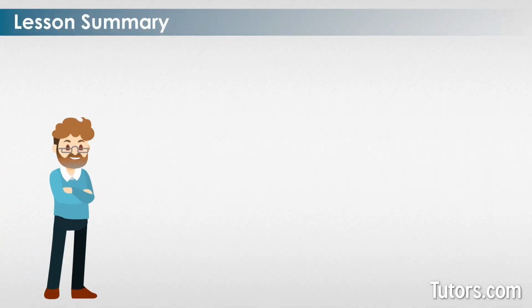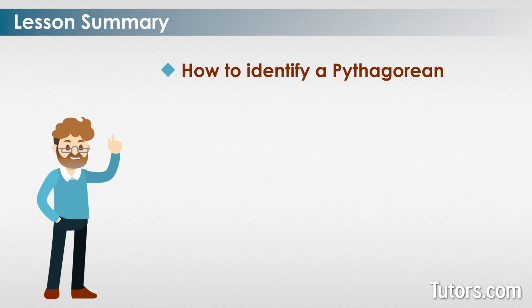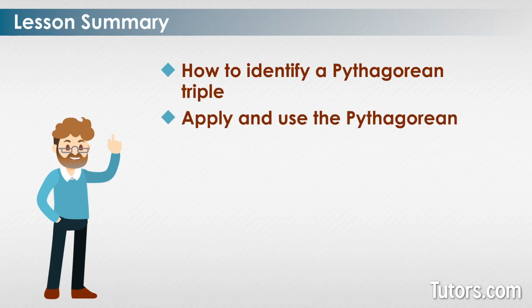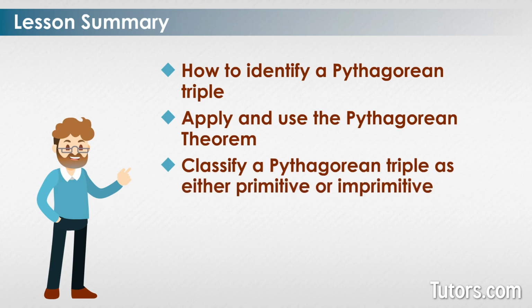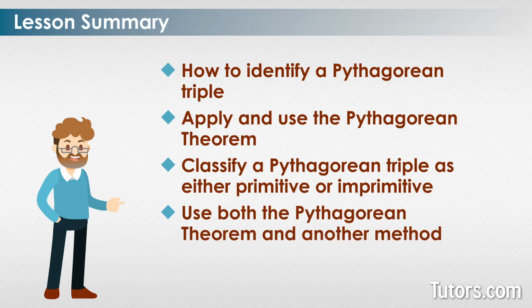Lesson summary. You have learned how to identify a Pythagorean triple, apply and use the Pythagorean theorem, classify a Pythagorean triple as either primitive or imprimitive, and use both the Pythagorean theorem and another method to find Pythagorean triples.